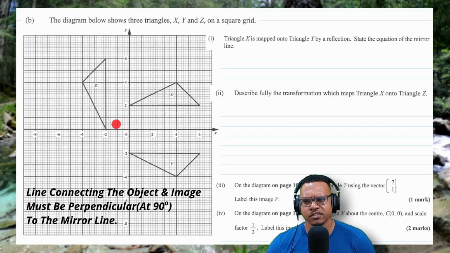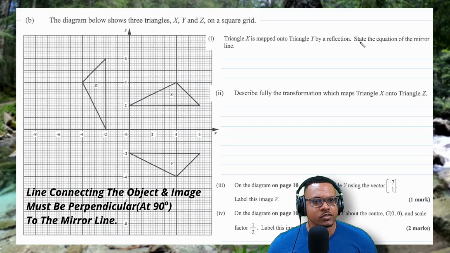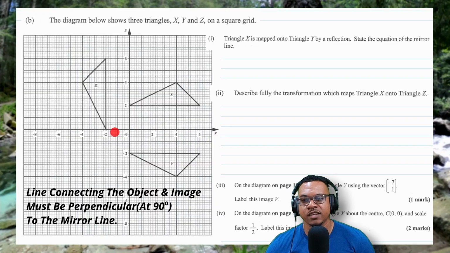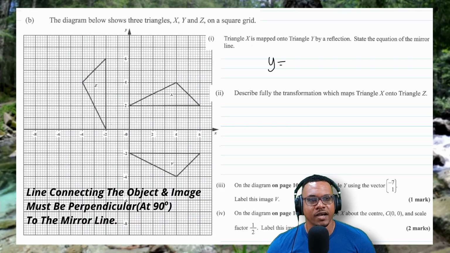So essentially, the mirror line is going to be the x-axis. Now notice this says state the equation of the mirror line. So yes, the mirror line is the x-axis, but that's not the equation of the mirror line. This is 0 on the y-axis, and the x-axis passes through the 0 on the y-axis. So the x-axis is the line y is equal to 0. So y is equal to 0 is the equation of our mirror line.